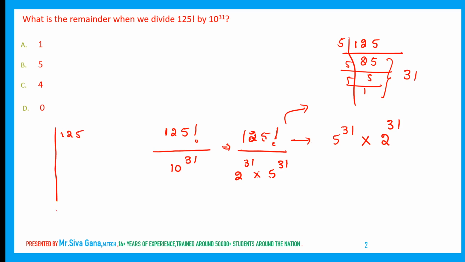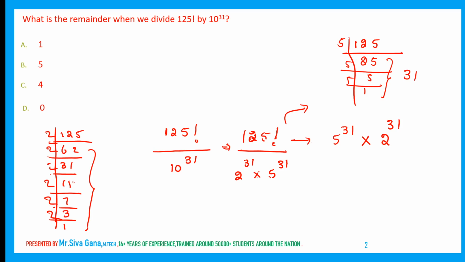2 is a prime number. Just divide continuously in this way. 2 sixes are, 2 thirty-ones, 2 fifteens, we don't want the remainder. 2 sevens, 2 threes, 2 ones. So this is more than 31. So in any factorial, the maximum power of 2 is more than the maximum power of 5.